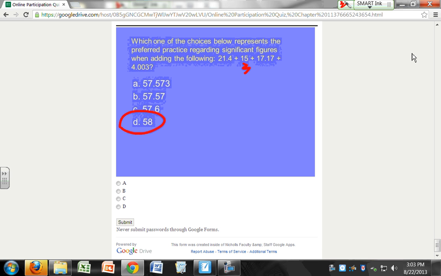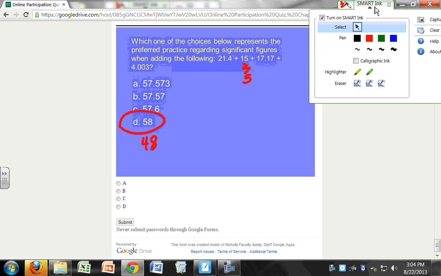Like, for example, if instead of being 15, this was just 5, then the answer would still be, what would that be? 48. You'd keep 0 decimal places, all right? So when you're adding numbers, you keep the lowest number of decimal places.